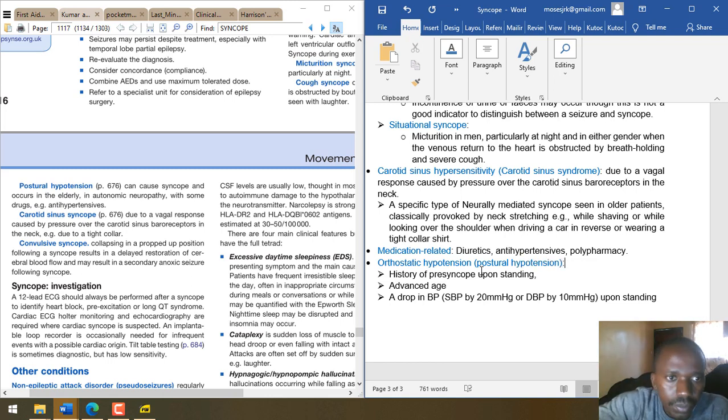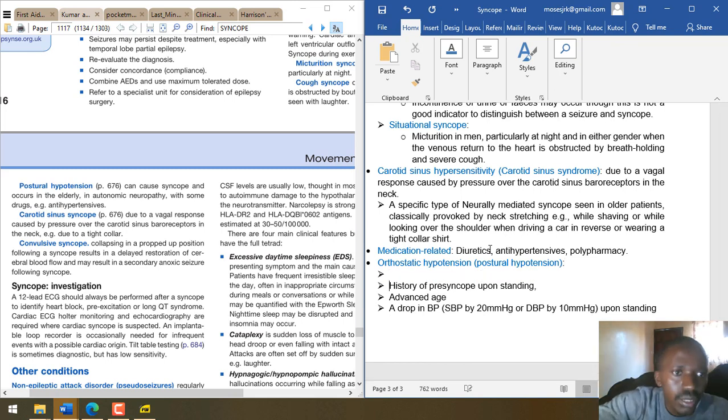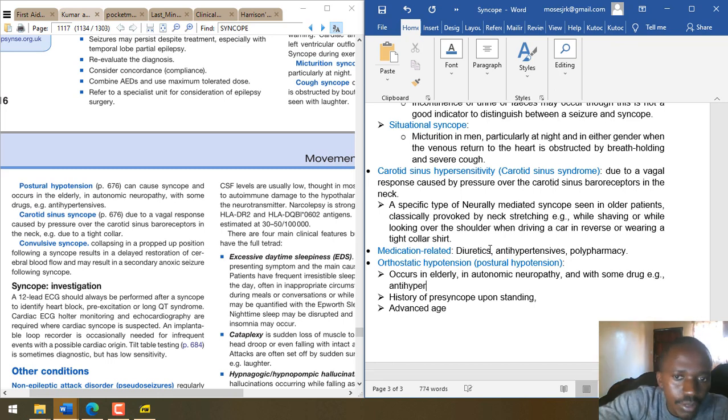So this is syncope and can occur in the elderly, in autonomic neuropathy, and with some drugs, e.g. antihypertensives. So sorry about the background.